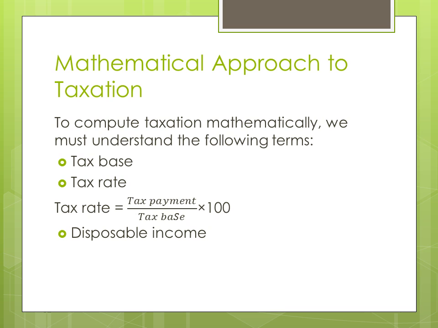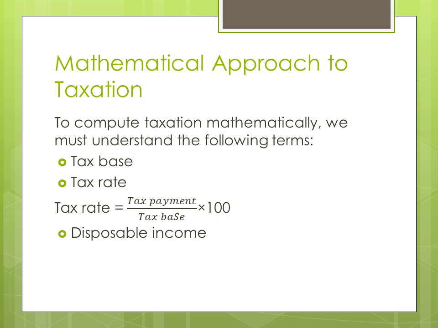Disposable income. This simply refers to what is left of the income, either for saving or for consumption, after the deduction of tax. Disposable income equals tax base or tax objects or income minus tax paid.